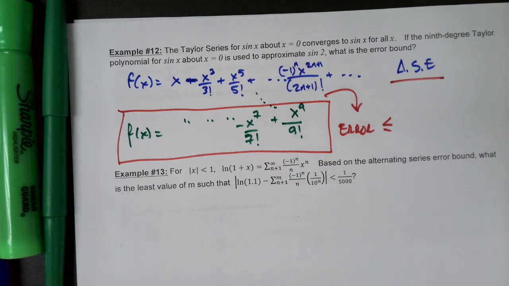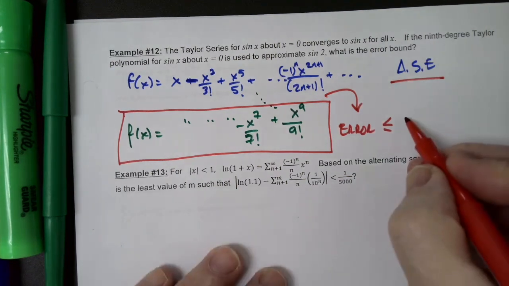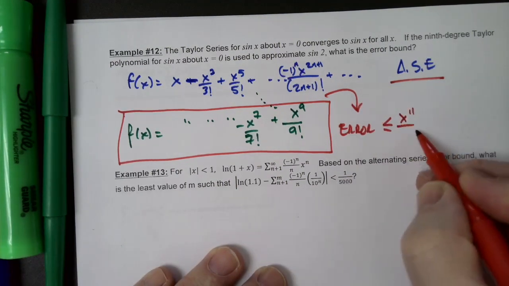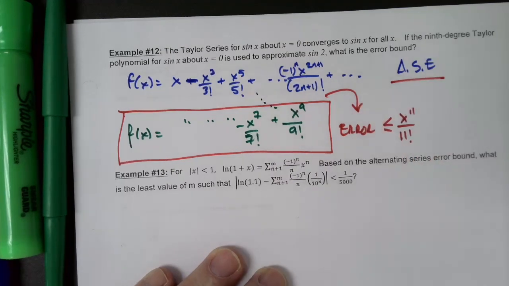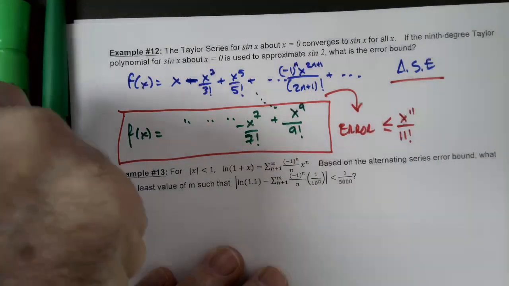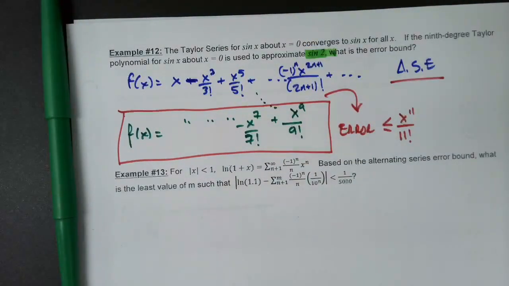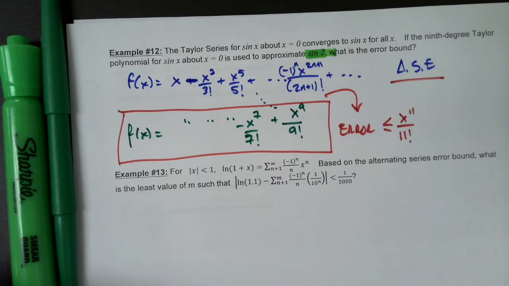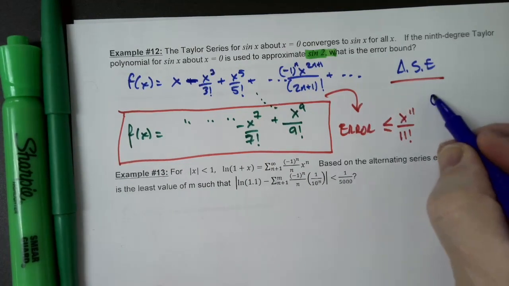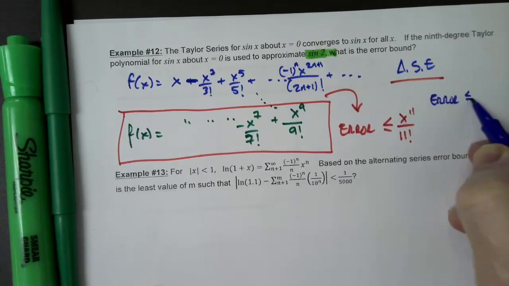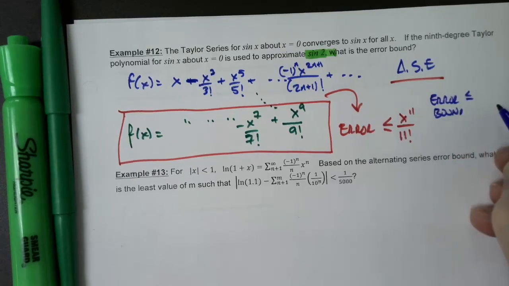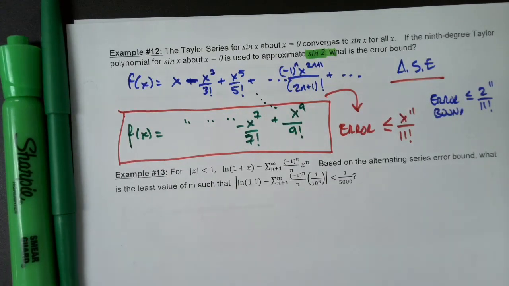So, absolutely. We're going to use x to the 11th power over 11 factorial. So, since we're estimating this at 2, we'll put in 2 for our x, and in this case, our error bound, our maximum error, will be whatever 2 to the 11th is divided by 11 factorial. And that's it. Whatever that number is.